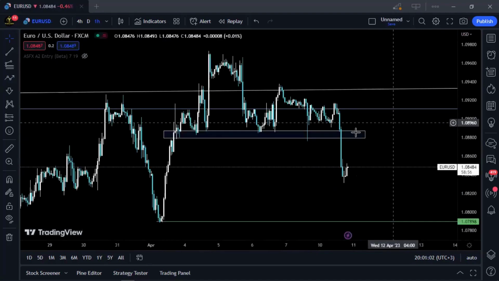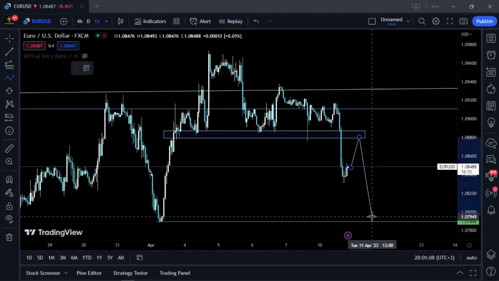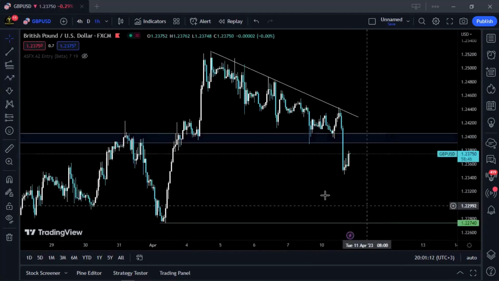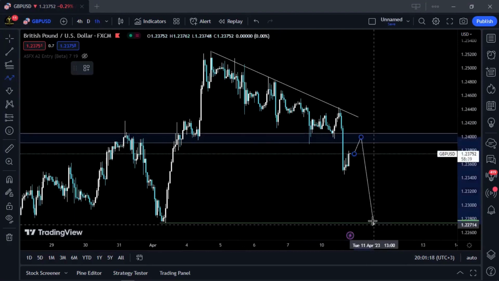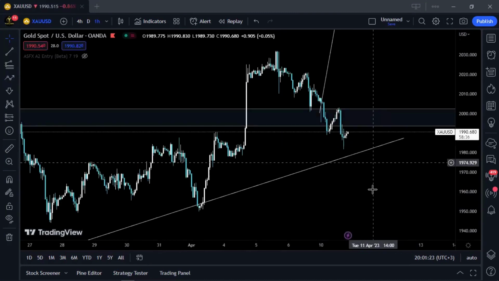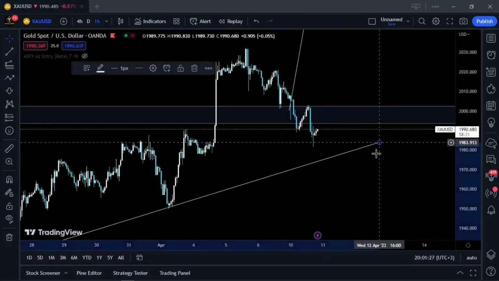On EURUSD, what I'll be expecting is to see prices come back up here before we see that drop there. GBPUSD, same thing applies. I'll be looking for that retracement before I look for that continuation, right? And on gold, same thing applies, baby. Same thing applies. But on gold, as you can see, the trend has still not yet changed.